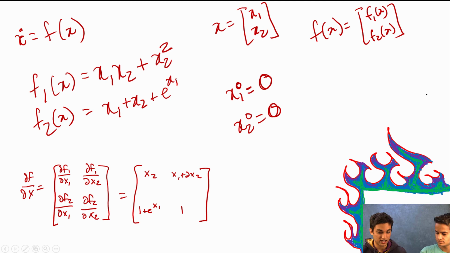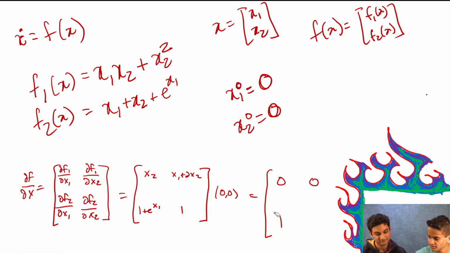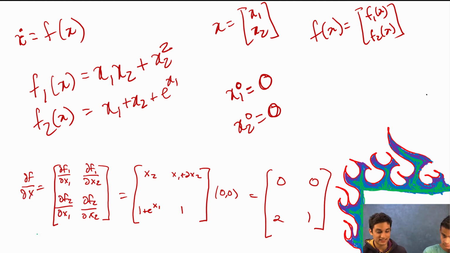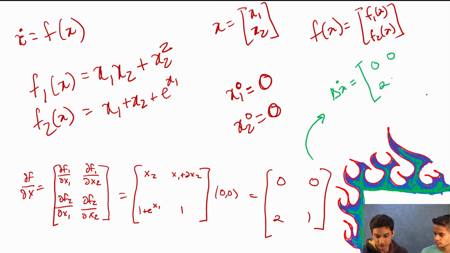Cool. So now we need to evaluate it at the starting conditions. The Jacobian evaluated at 0, comma 0, is just, well, this goes to 0, 0, 1. Sorry, this should be 2, not 1. So 0, 0, 2, 1. Nifty. So once we do this, we have our linearized system model, which is delta x dot is equal to 0, 0, 2, 1 times delta x. And we're done.